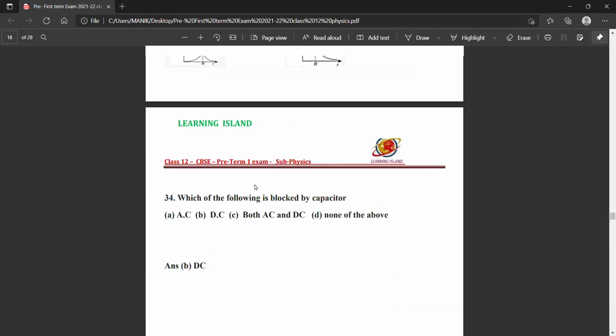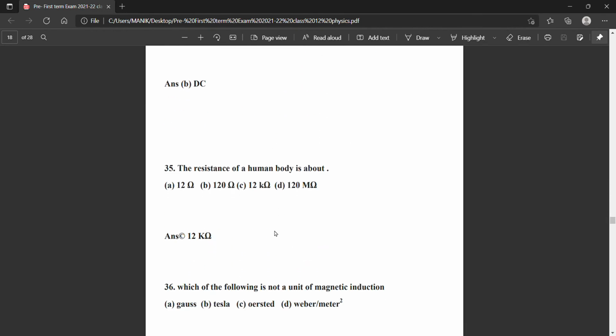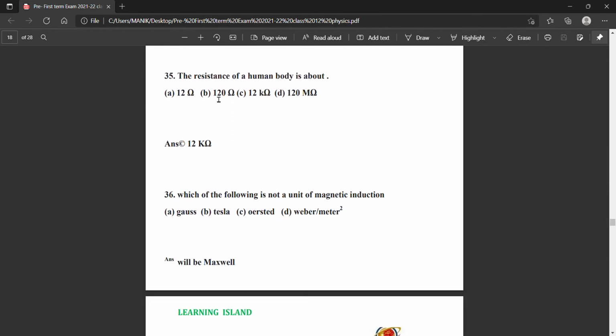Question number 34. Which of the following is blocked by a capacitor? We know the capacitor blocks only DC current, not AC current. So the answer will be DC. Question number 35. The resistance of a human body is about 12 kilo ohm. So the answer is option C.